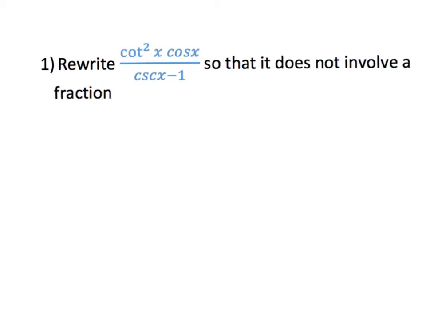It says rewrite cotangent squared cosine so that it does not involve a fraction. And so this was 5.1. We don't know what this is supposed to equal. Remember, in 5.2 we have what the trig identity should equal. So with these we've got to run through our strategies here. The first step is, remember, look to see if there are any trig identities that you can sub in right away. In fact, I do see a cotangent squared, so I possibly could sub in the fact that cotangent squared equals cosecant squared minus 1.